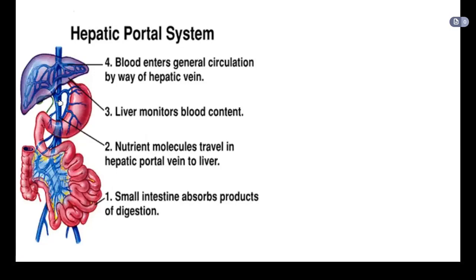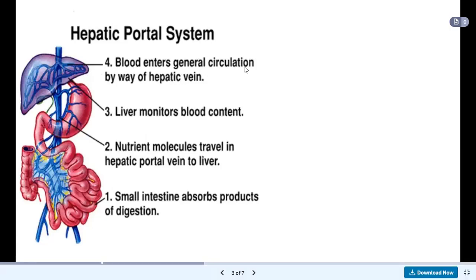So the liver will only release the normal amount of glucose that is needed into the general circulation. That is why the nutrients came to the liver. The liver needs to metabolize them and release only the required amount, while the rest is stored. And that is what the liver does. And then blood enters the general circulation by way of the hepatic vein. So blood leaving the liver enters the general circulation through the hepatic vein.